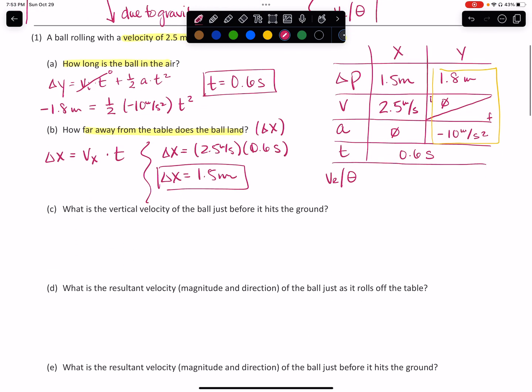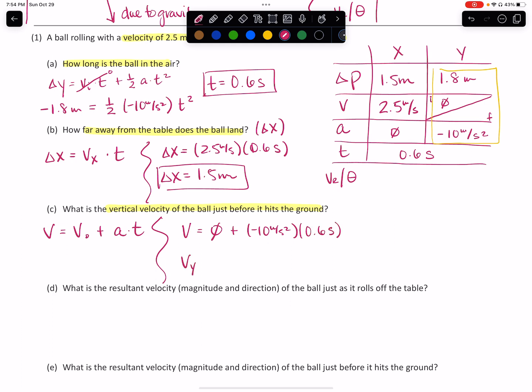Okay, what is the vertical velocity of the ball just before it hits the ground? So we're looking for V final this time, and I have a formula. V final equals V initial plus acceleration times time. So our final velocity is equal to 0 plus negative 10 meters per second squared times our time of 0.6 seconds. So the final velocity vertically as the ball hits the ground is negative 6 meters per second. So that goes here.